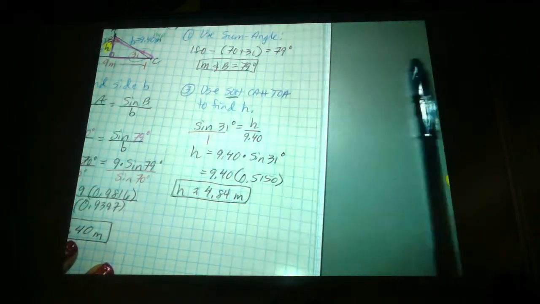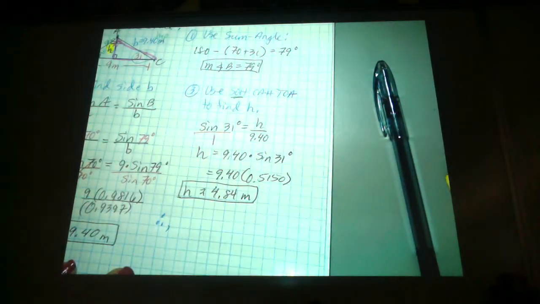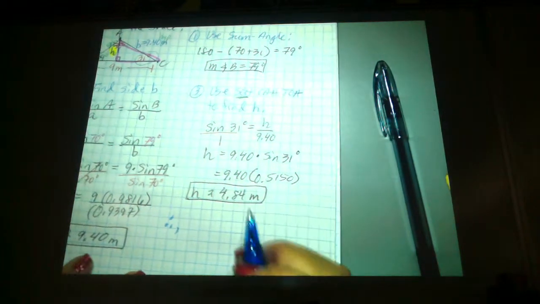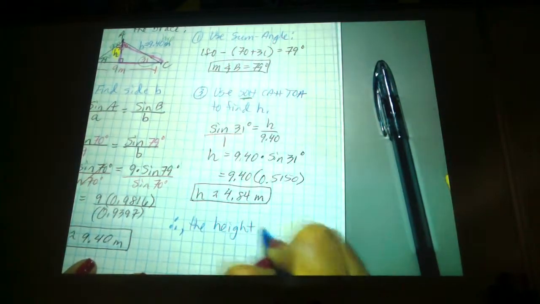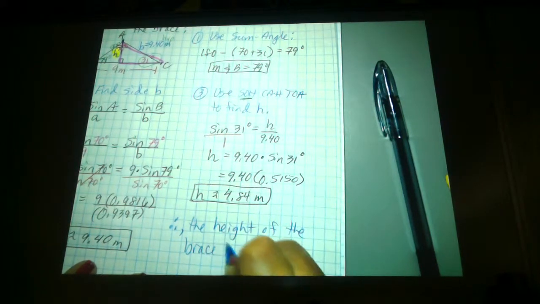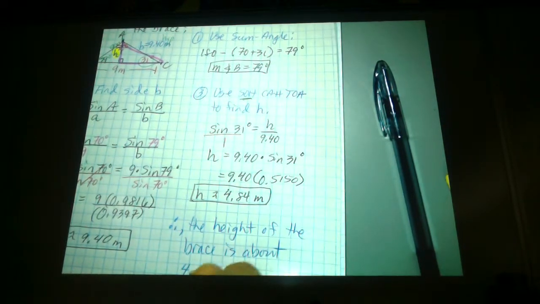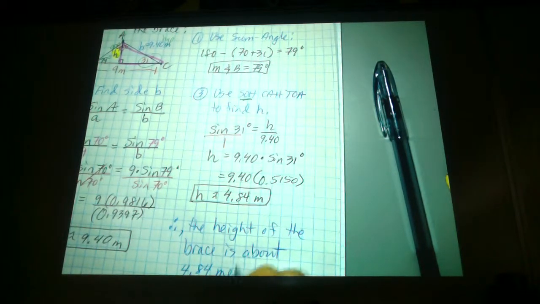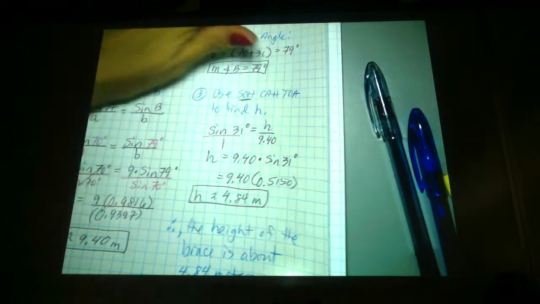So therefore, the question said, what is the height of the brace? So therefore, the height of the brace is about, because we do estimate, 4.84 meters.